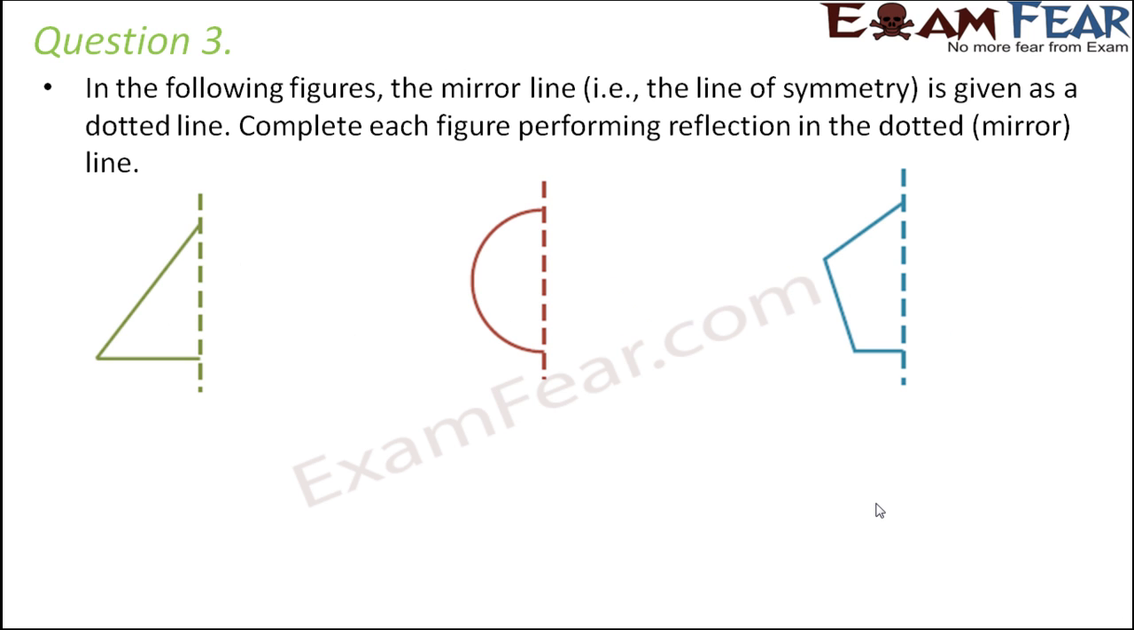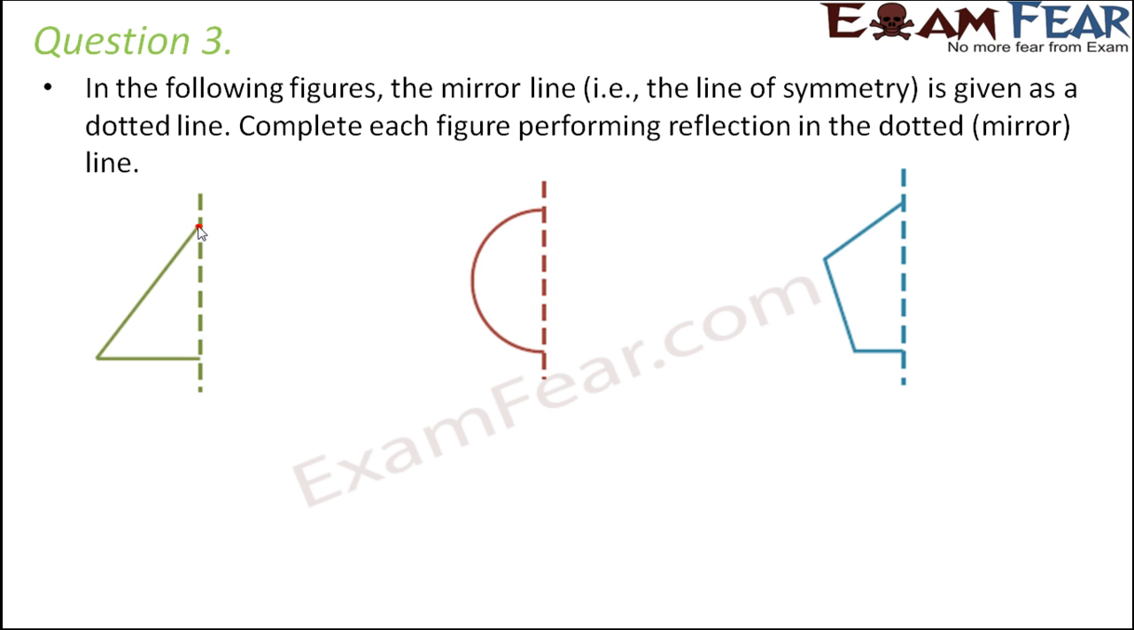Question number 3. In the following figures, the mirror line, that is the line of symmetry, is given as a dotted line. Complete each figure performing reflection in the dotted line. So that means this is your line of symmetry and just one half of the image is drawn. We know that if this is our line of symmetry, the other half is going to be the mirror image of this half. So how do you find the mirror image?